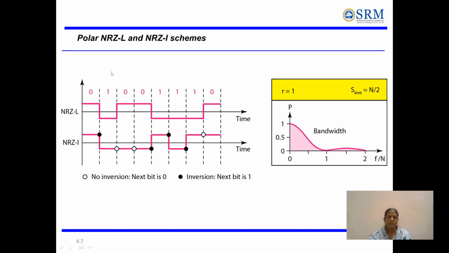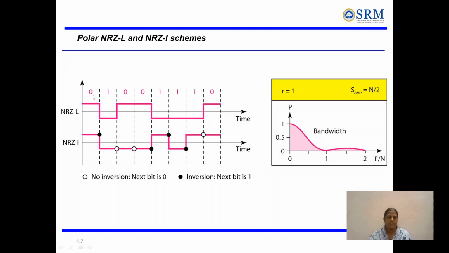So this is a diagrammatic representation of non-return to 0 L and non-return to 0 I. Here again we are drawing it with an x and y axis, with amplitude on the y axis and time on the x axis. First we'll see the non-return to 0 L. L stands for level. Level means you have only two levels, positive and negative voltage.